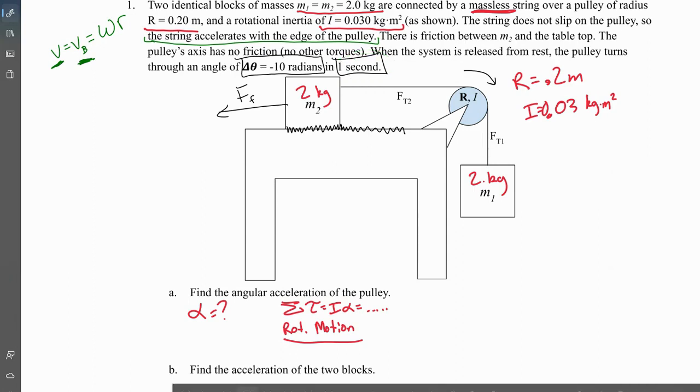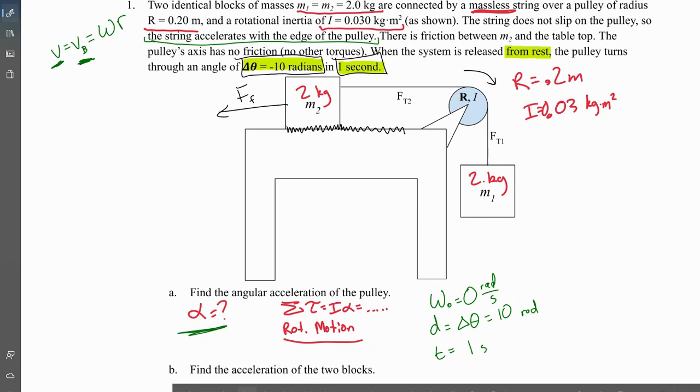Time is 1 second. I'll highlight that. That's a better way to go. I see two: it goes through negative 10 radians. And I see three: from rest. So we know that omega naught is 0 radians per second. We know that our displacement delta theta equals 10 radians. Remember, negative 10 and 10 radians just means clockwise versus counterclockwise. We see time equals 1 second, and we are looking for alpha.